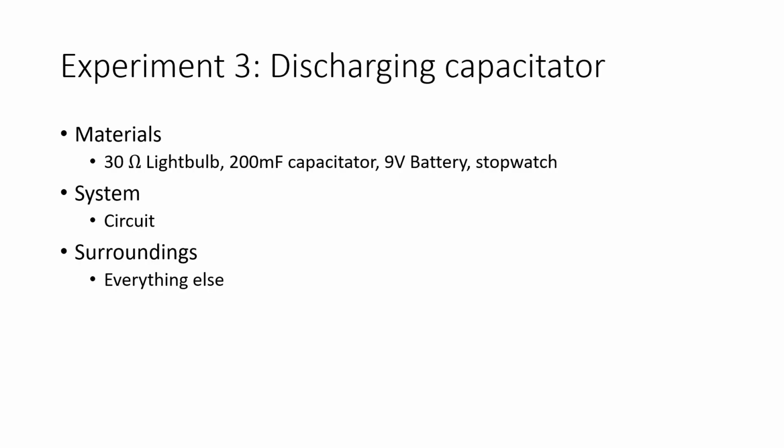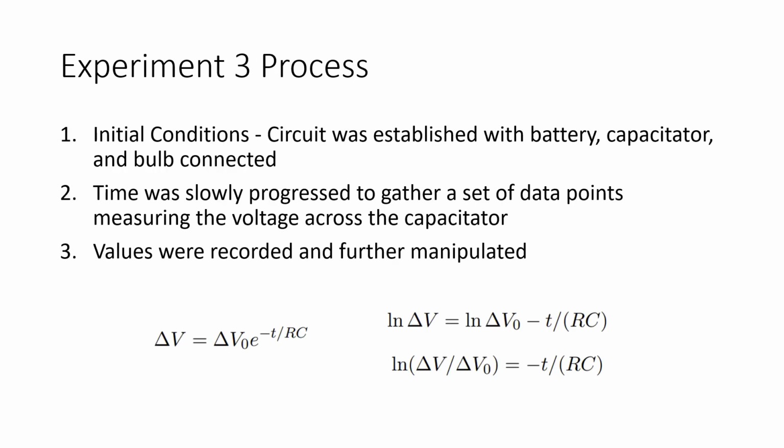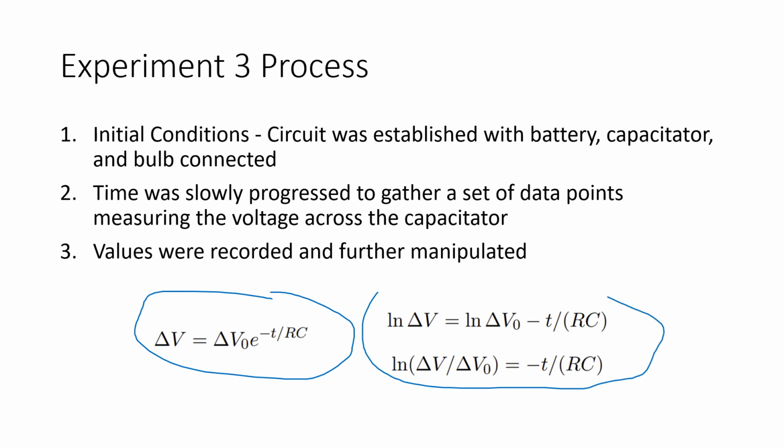For experiment 3, we are discharging a capacitor. We took a 30 ohm light bulb, another 200 mF capacitor, a 9 volt battery, and another stopwatch. Our system was again the circuit, and the surroundings were everything else. Initially, the circuit was established with the battery, capacitor, and bulb, and then time was very slowly progressed to gather a set of data points measuring the voltage across the capacitor. The values were recorded and further manipulated, and then we used these equations when plotting them against each other.